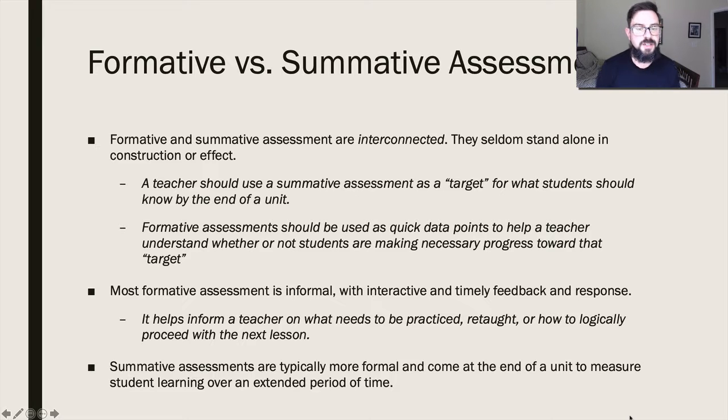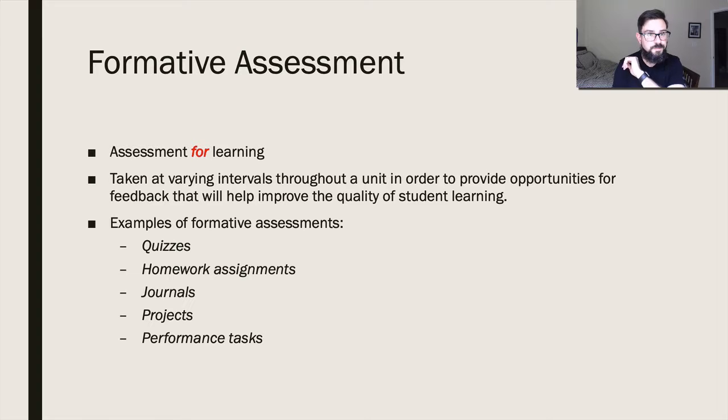Most formative assessment is informal with interactive and timely feedback and response. It helps inform a teacher on what needs to be practiced, retaught, or how logically to proceed with the next lesson. Summative assessments are typically more formal and come at the end of a unit to measure student learning over an extended period of time. So formative is going to be those short, quick, daily check-ins that help you understand whether students are on track for their summative assessment that you've already planned.